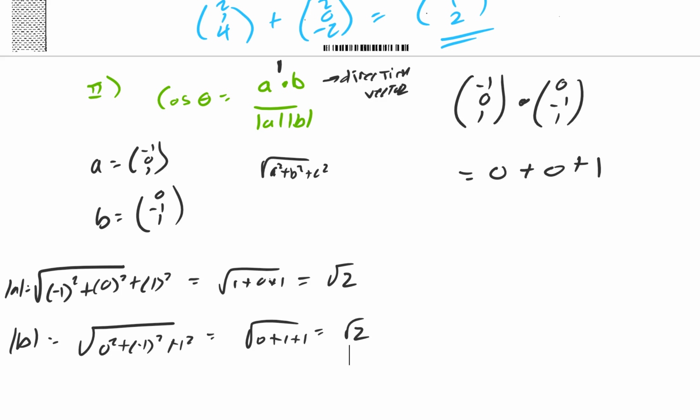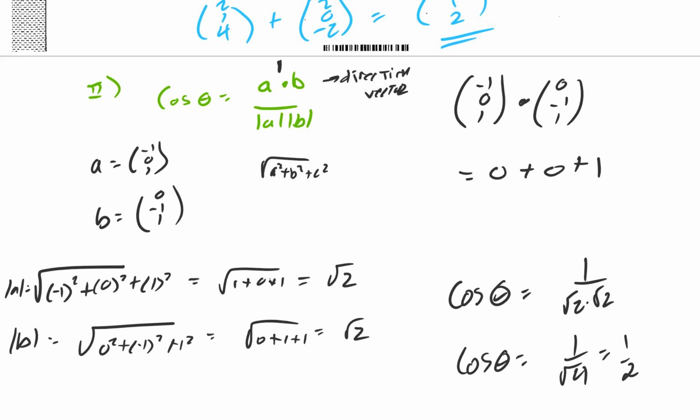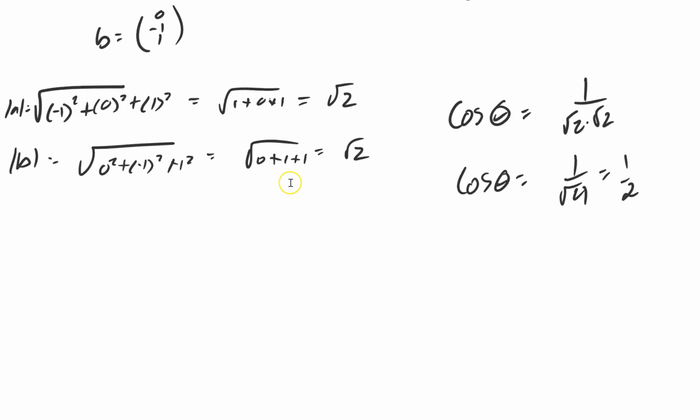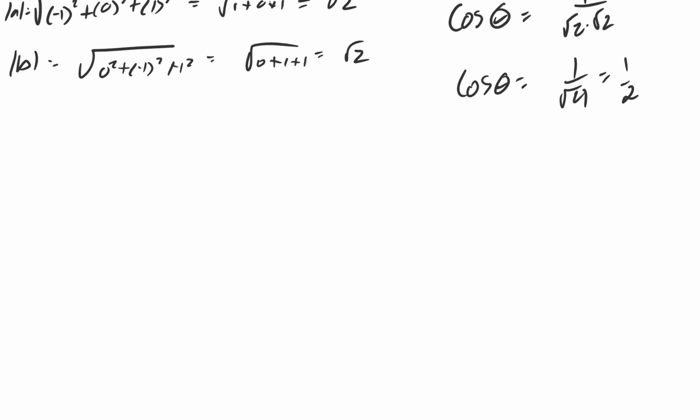So let's put it all together now. Cosine of theta equals 1 over root 2 times root 2. So cosine theta equals 1 over root 4, also known as 1/2. Now remember, they wanted the angle. That's not done yet. I'm almost done. I get lots of points, but I'm not done yet. They want the angle between. So I have to go back to some more trig. Where does cosine equal 1/2? However you do that works. I don't care how you do it.